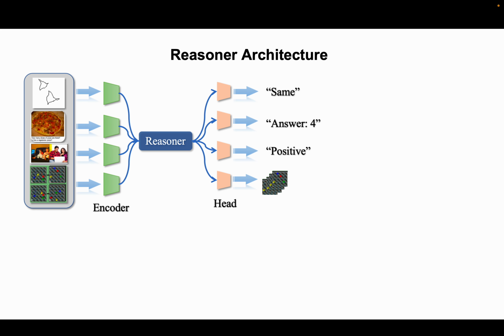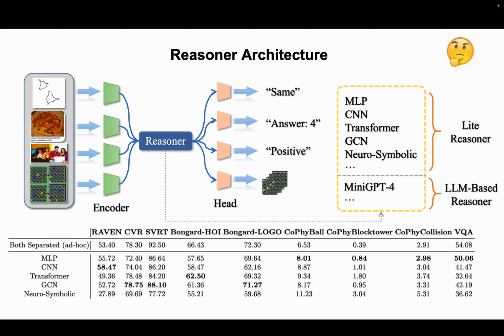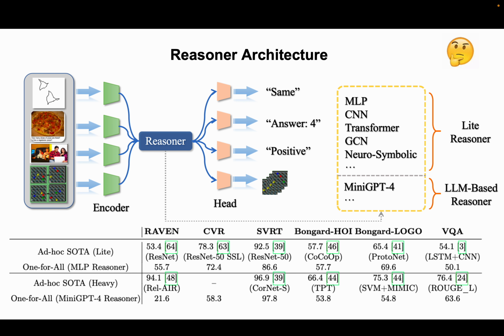Next, we evaluated the best reasoning architecture under the shared reasoner-only framework. We tested various models, from lightweight ones to LLM-based reasoners, across 9 tasks. Surprisingly, a simple MLP-based reasoner showed strong performance, even rivaling state-of-the-art ad hoc models. In contrast, LLM-based reasoners didn't perform as well, suggesting that simpler models can be more effective for reasoning tasks.